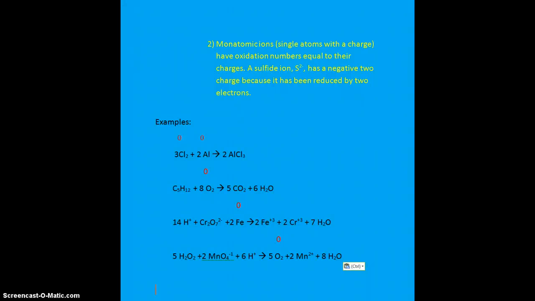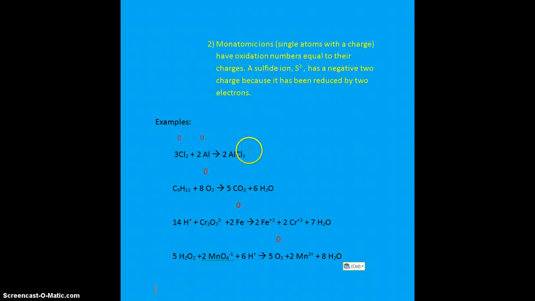Rule 2 may be even easier because it involves monatomic ions, single atoms that have gained or lost electrons and therefore have a charge as a consequence of being oxidized or reduced. In that case, the oxidation number of the atom is the same as its ionic charge. For instance, a sulfide ion, which is S-2, has a -2 charge because it's gained 2 electrons. It's been reduced twice. And so, of course, its oxidation number would also be -2.